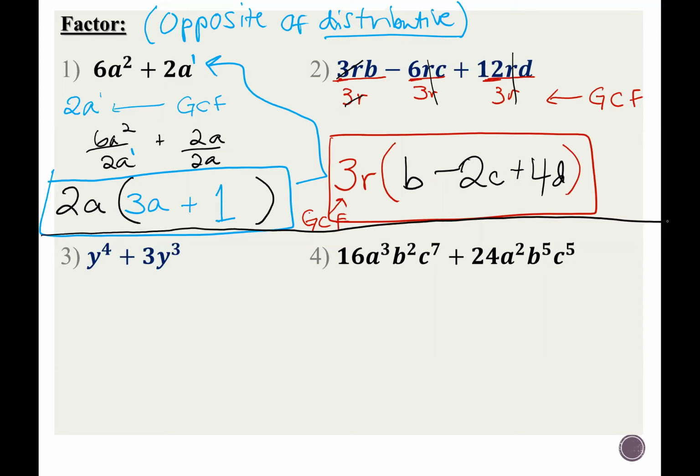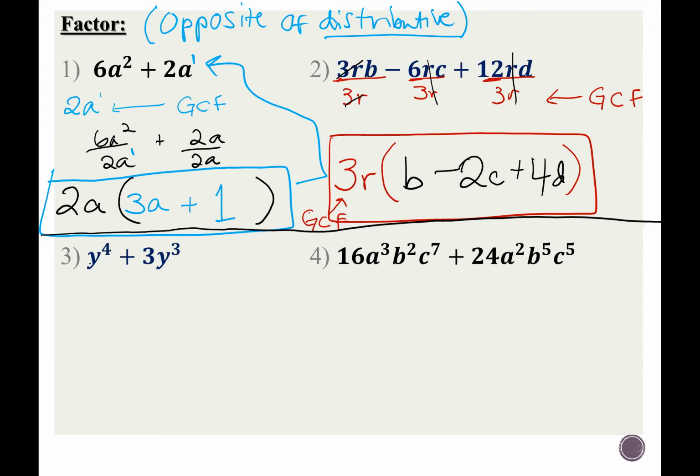Okay, so that's the main idea. We're going to keep going with some slightly trickier examples, but it's the same concept every time. Okay, moving on to number 3, y to the 4th plus 3y to the 3rd.